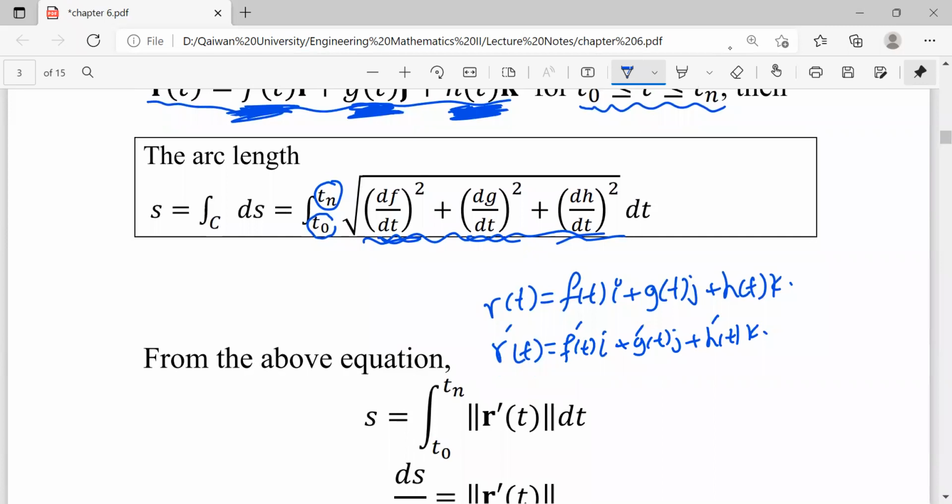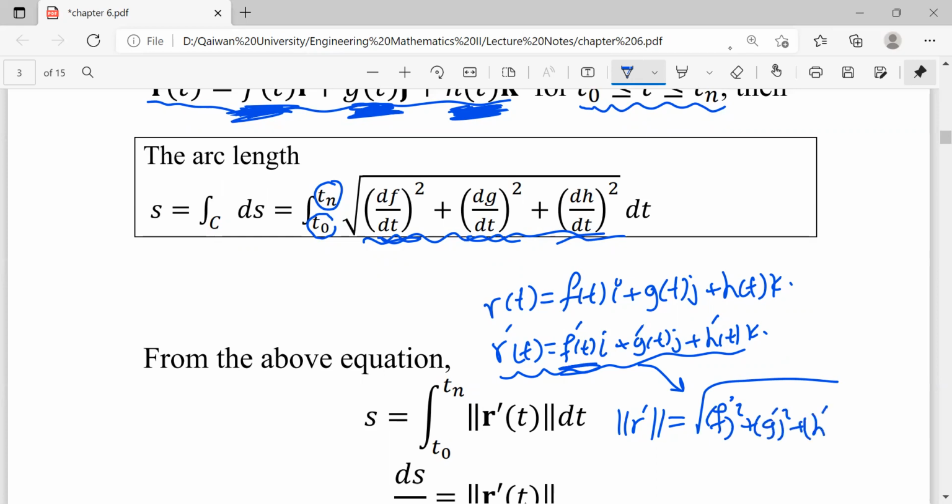Then to find the magnitude for r prime, the magnitude of a vector valued function is the square root of squaring all components. Squaring the first one is f prime squared plus the second component g prime squared plus h prime squared. As you see, this is the same as the square root which we have there. That means the arc length is the integration of the magnitude of r prime from t naught to t n.